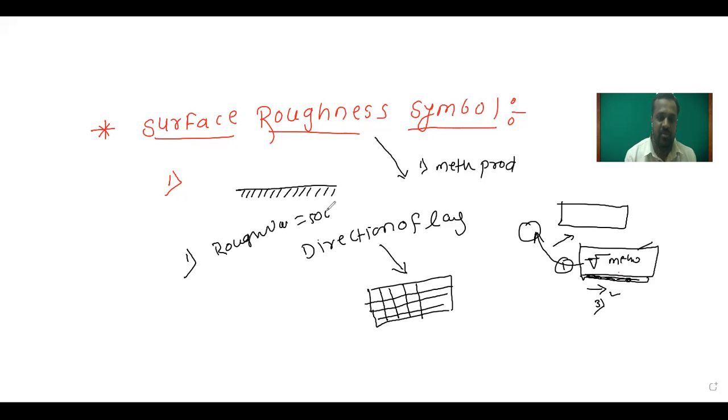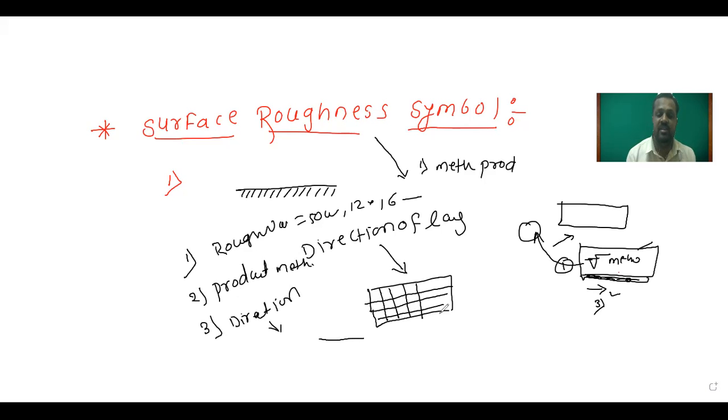Whether it is 15 micron, 12 micron, 6 micron, like this. Then which production method we have to use. Production method information will also be there. Then what is the direction of lay. The direction of lay is nothing but it shows the direction of irregularities, whether those irregularities are perpendicular, parallel, circular, or cross, like this.